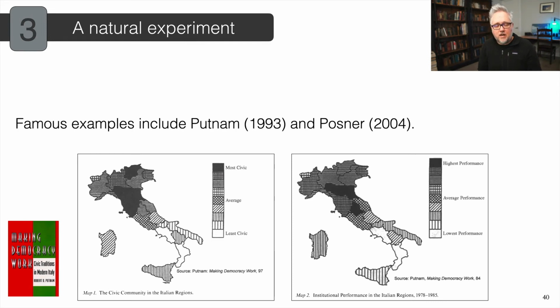The next level of being able to make causal inferences about your conclusions from your study is a natural experiment. And I think the Posner article for this week is just so cool. And Posner has a whole other article about how you can use borders in African countries as a source for natural experimentation. But Robert Putnam also had a famous one as well, showing these two maps of Italy in the first slide.